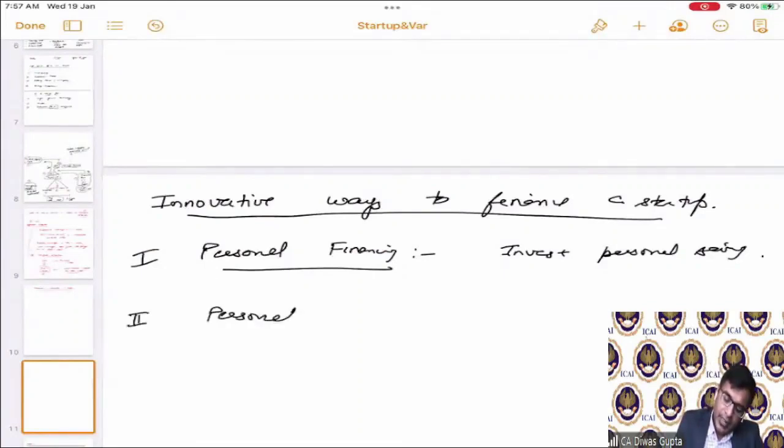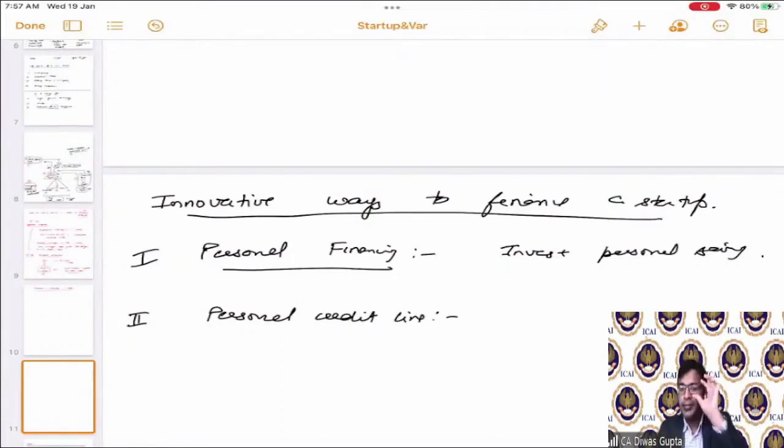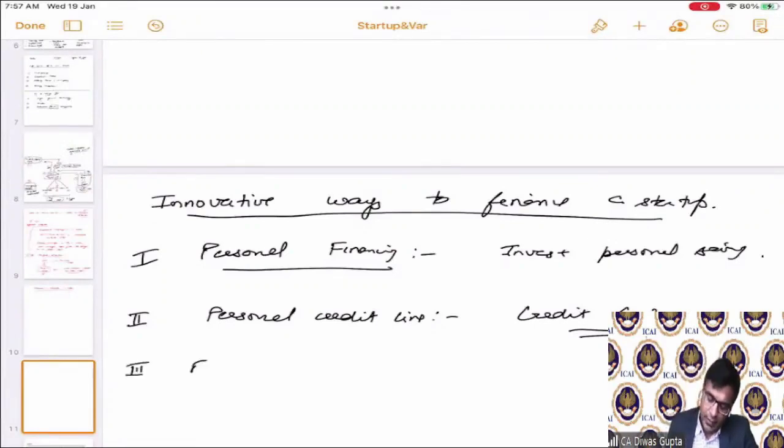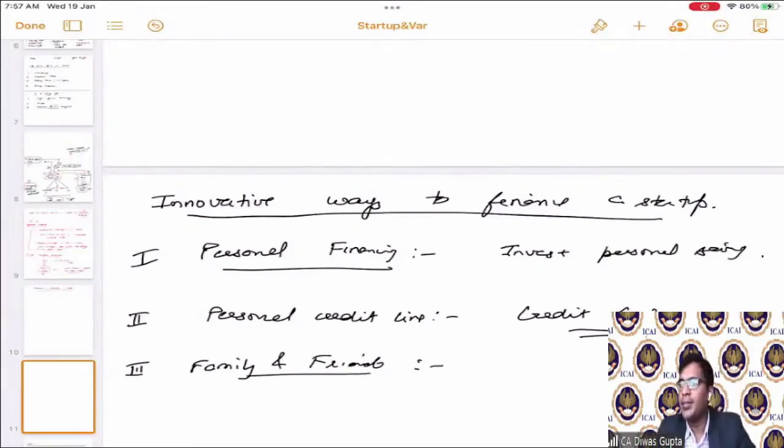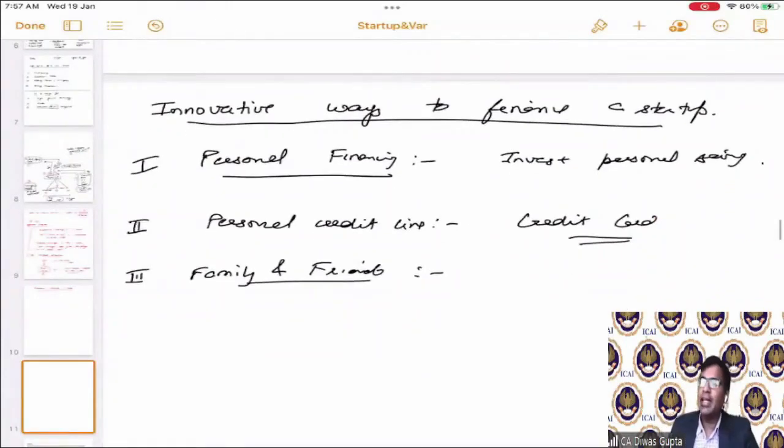Second, personal credit line. This personal credit line means that they have a credit card with them, because that is their own personal credit card, which they will use for the purpose of business. That is called personal credit line. Then family and friends. The money can be seeded from family and friends. They can invest into the business. That is again a way to finance the startup. Then peer-to-peer lending. Peer-to-peer lending means that, let's say there are 4 different startups. Whenever in need, some of them will give funding to the other. That is called peer-to-peer lending. Peer-to-peer means at the same level.